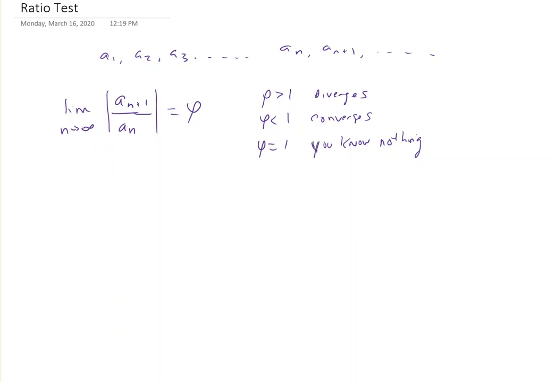Okay, 1 tells you nothing. It doesn't tell you convergence. It doesn't tell you divergence. You can get 1 and have it converge. You can get 1 and have it diverge. You really don't know anything if you get a rho equals 1. You go back and use a different test.